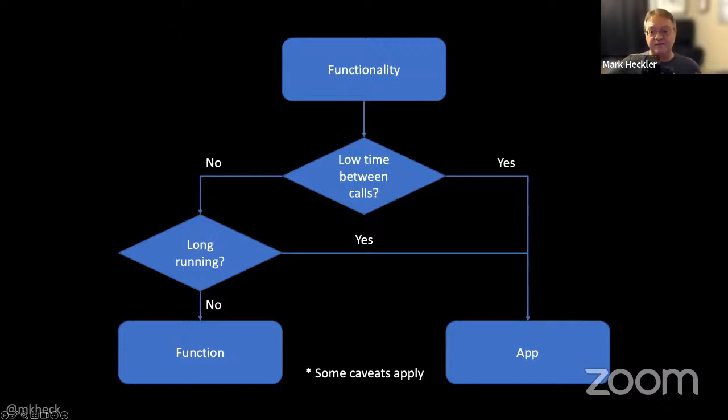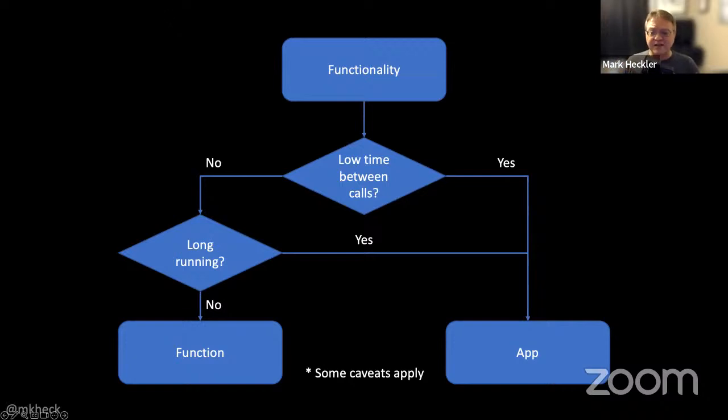Is it long running? By that, what I mean is if it only executes once an hour, but it takes 59 minutes to execute and satisfy the request, then even though there's not a low time between calls, it's busy most of the time, right? So even though it's called once an hour, it executes 59 minutes, it's going to be on more than it's off, considerably more than it's off. So if it's long running, then yes, it still should probably be an app.